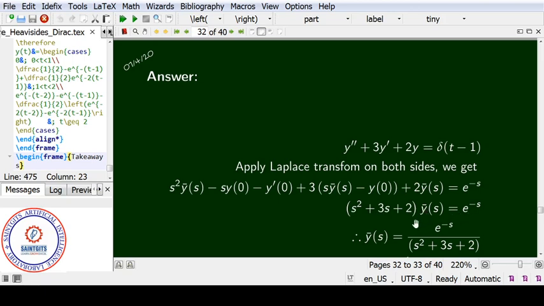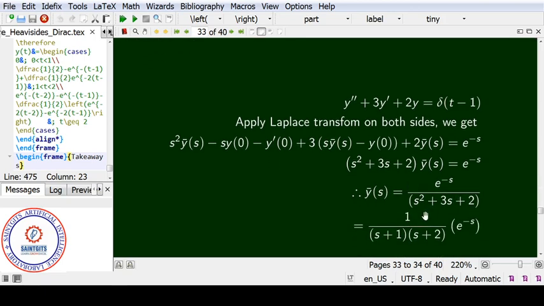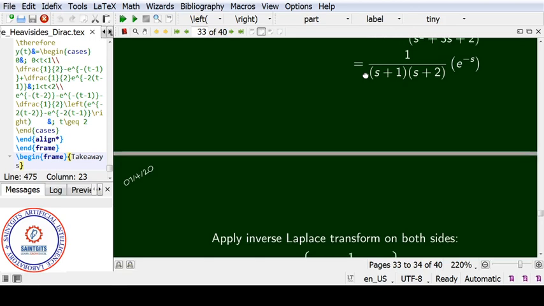I keep this y bar of s in the LHS and bring this term to the right side. So y bar of s equals e raised to minus s by s square plus 3s plus 2. Now we apply L inverse on both sides to get the solution for y bar of s. So I express this 1 by s plus 1 into s plus 2 in partial fraction form, then apply L inverse. That is the technique. So apply L inverse on both sides.